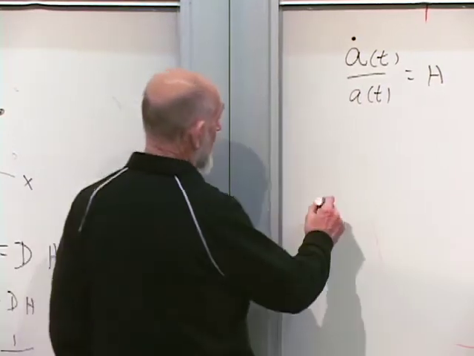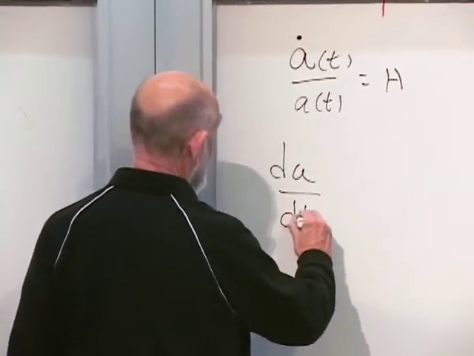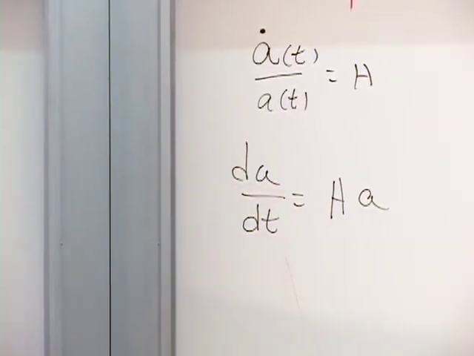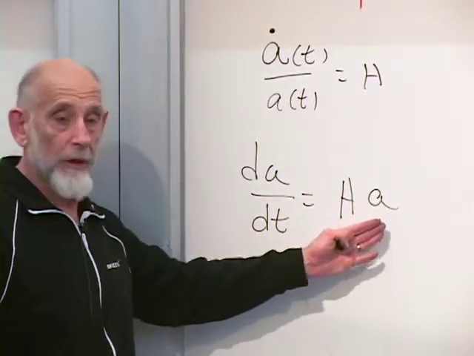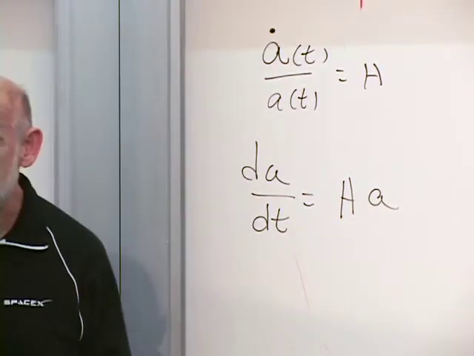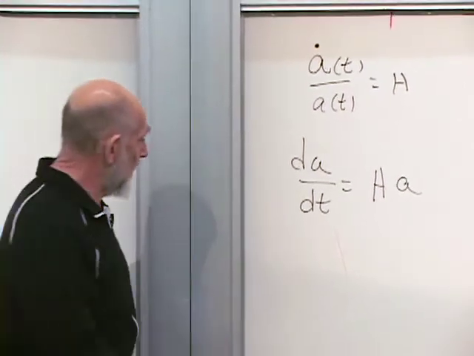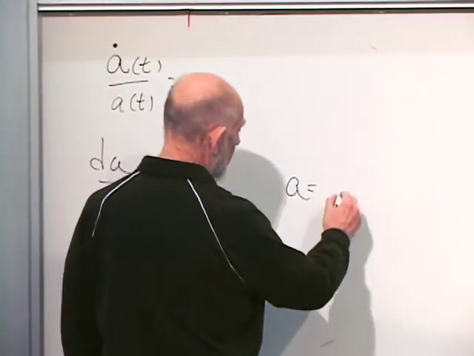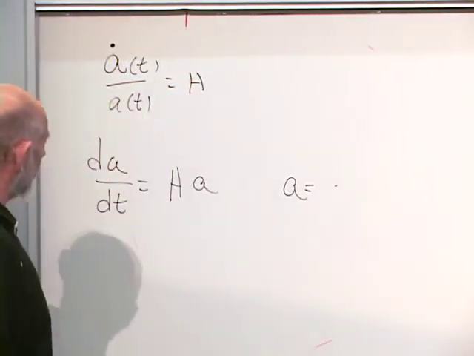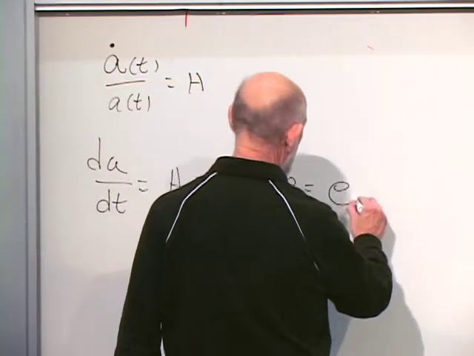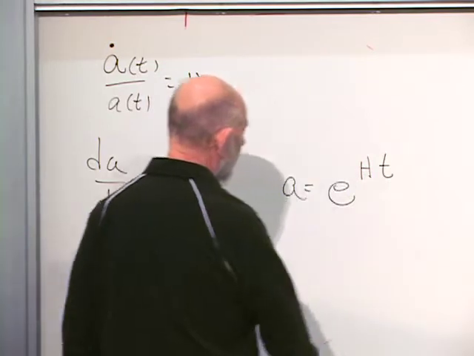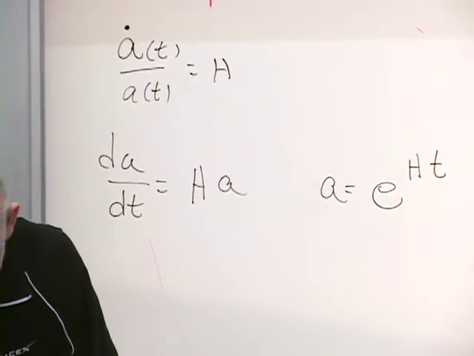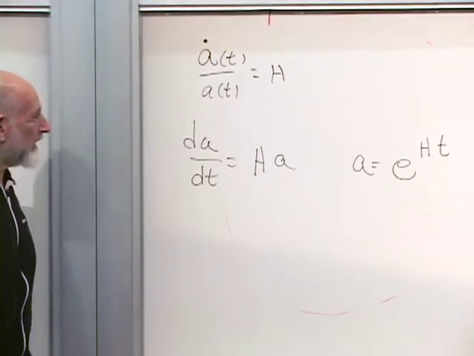Let's rewrite this equation. It says dA by dt is equal to H times a. Another way of saying that is that the rate of change of something is proportional to the thing itself. And what is the solution of an equation like that? Exponential. a equals a at some fixed time, it doesn't matter what time, times e to the Ht. The scale factor increases exponentially. The distance between pairs of points increases exponentially. And that's called an inflating universe.